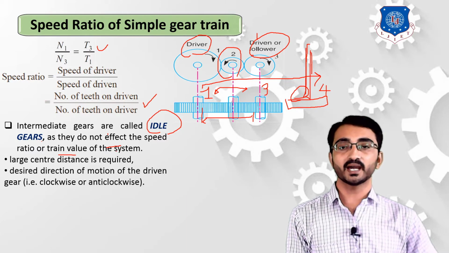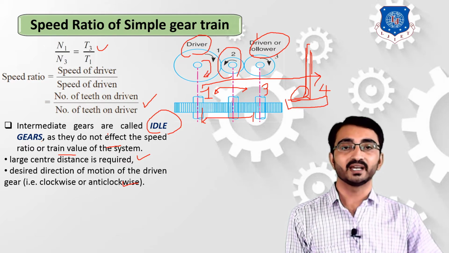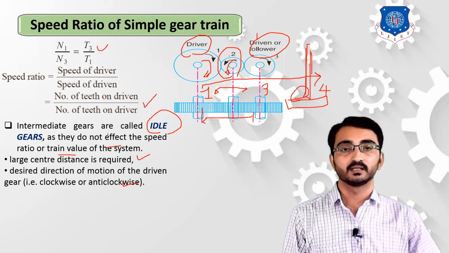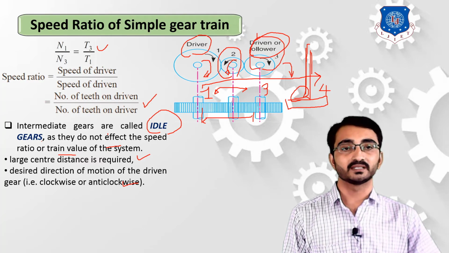Okay, so they are mainly useful for large center distances, as well as for changing the direction from the driver to the driven. Over here, if we consider that gear 1 is rotating in clockwise direction, then gear 2 is rotating in anti-clockwise direction. Now, if you want the driven shaft to rotate in the same direction, then also you can use this type of intermediate gear.